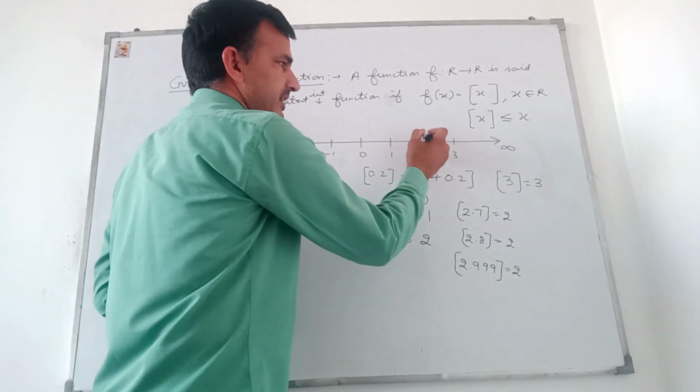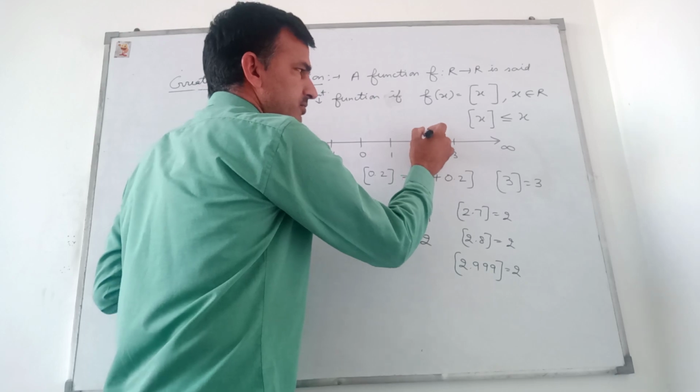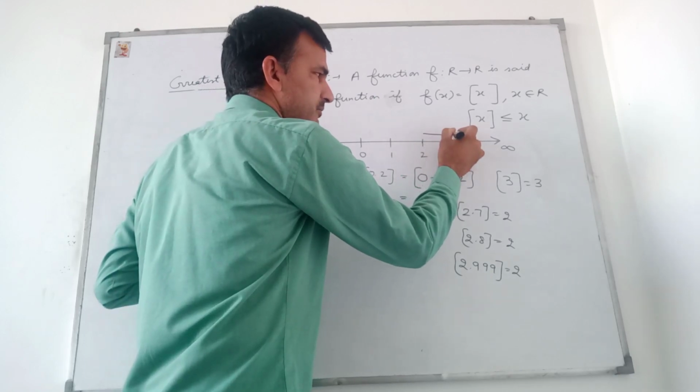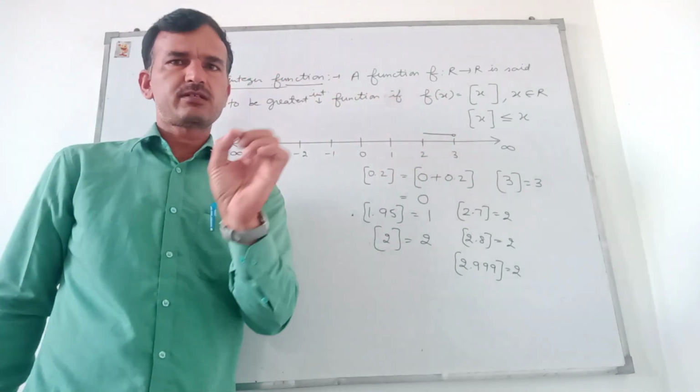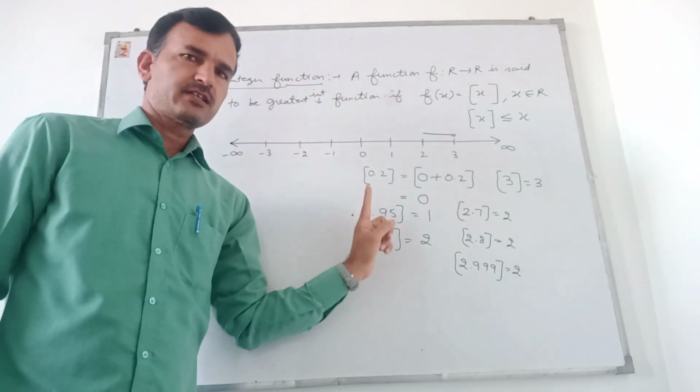So we can say that any number from 2 up to 3, what is the greatest integer of all of them? 2.